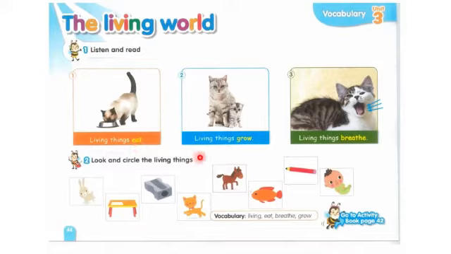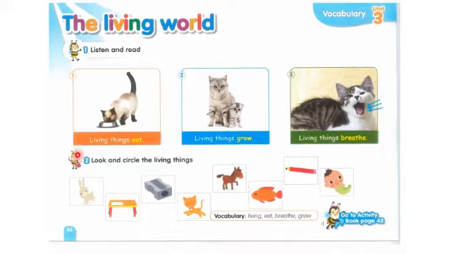Number 2, living things grow. Like this kitten. The cat, when it's born, it's a little kitten and then it grows into a big cat. Humans are born as babies. They become children, then teenagers, and then adults. They grow, right? And number 3, living things breathe. Right? Living things breathe.